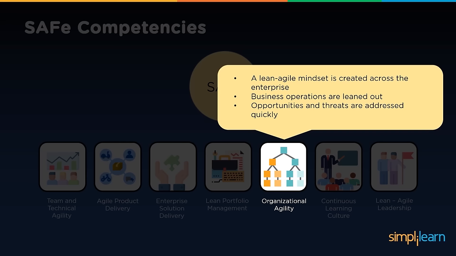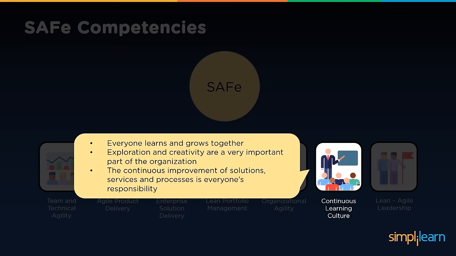So opportunities and threats are addressed quickly. So risks are identified and addressed quickly. So they are worked on. So risk management can become easier with the involvement of the right stakeholders. Continuous learning culture. So in this scenario, everyone learns and grows together. Exploration and creativity are a very important part of an organization, where there should be innovation, creation, execution. Maybe I have come across certain terms like intelligent risk taking. So, learning through failures. Failure should lead towards inquiry, not towards blaming.